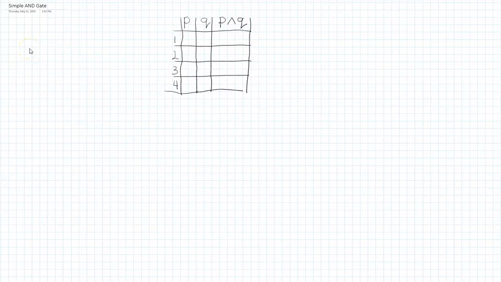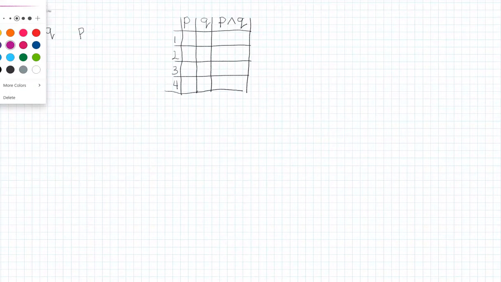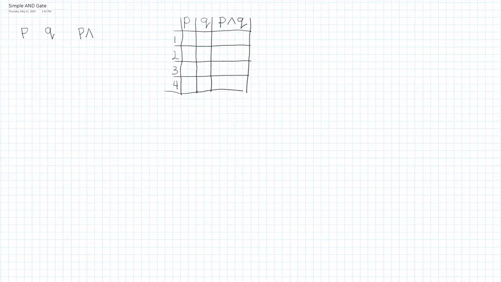Okay, in this video we're going to develop a simple truth table. For this simple truth table, I'm going to consider two logical propositions, P and Q, and one logical sentence constructed from those. Actually, what I meant to say was this logical sentence, P and Q.